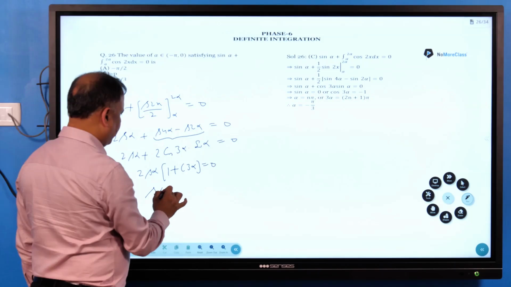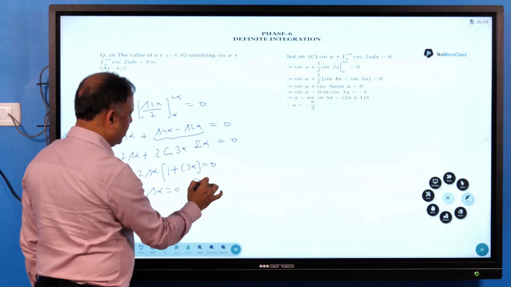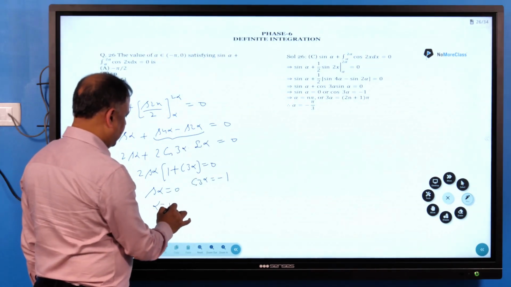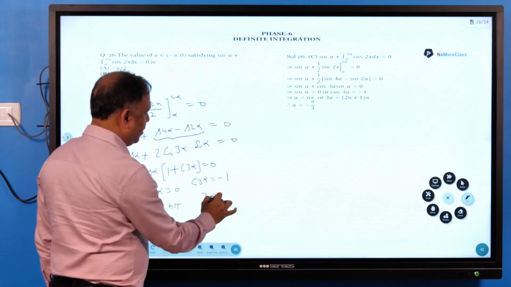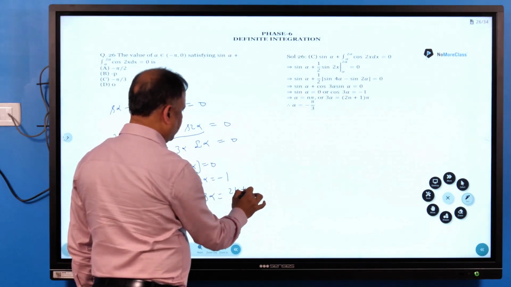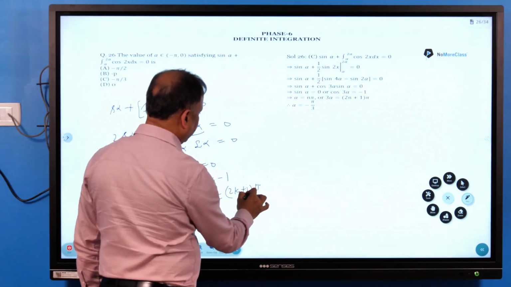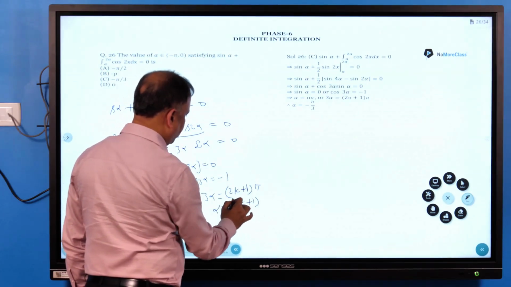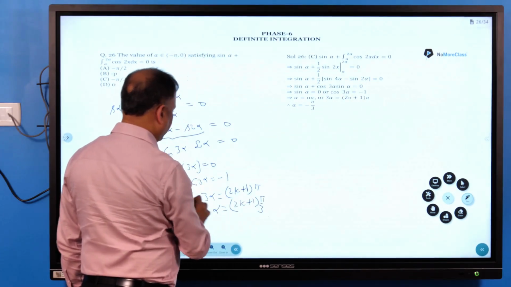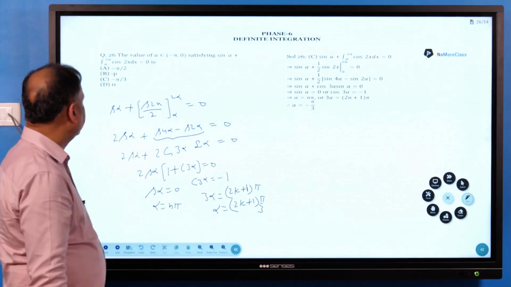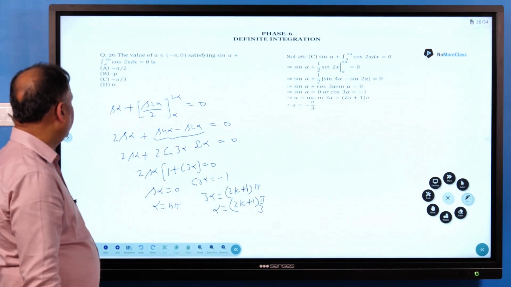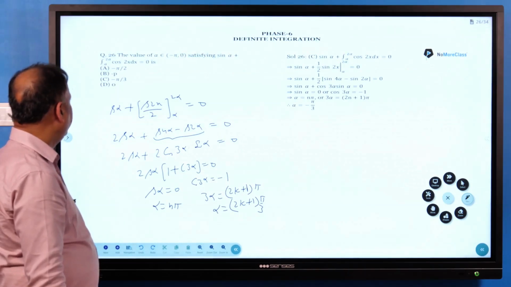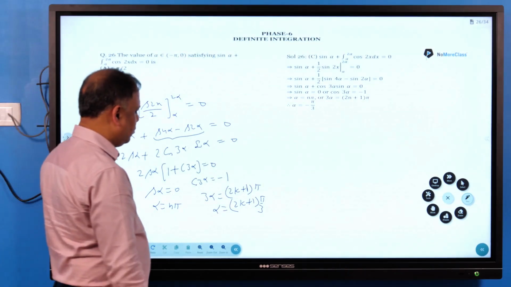So either sine alpha is equal to 0 or cos 3 alpha is equal to minus 1. So either alpha is equal to n pi, or 3 alpha is equal to (2k plus 1) into pi. Pi, 3 pi, 5 pi, then it will be minus 1. So alpha will be (2k plus 1) into pi by 3, where k and n are any integers.